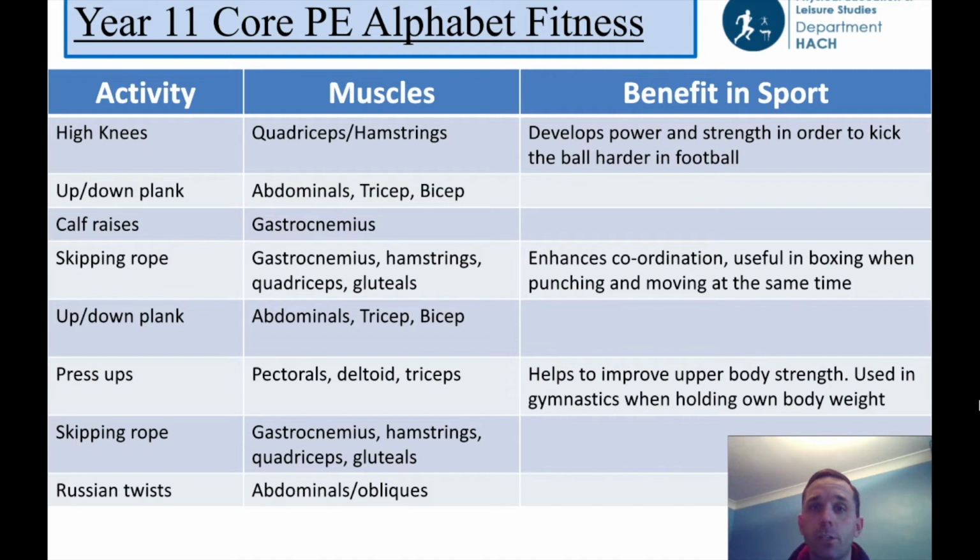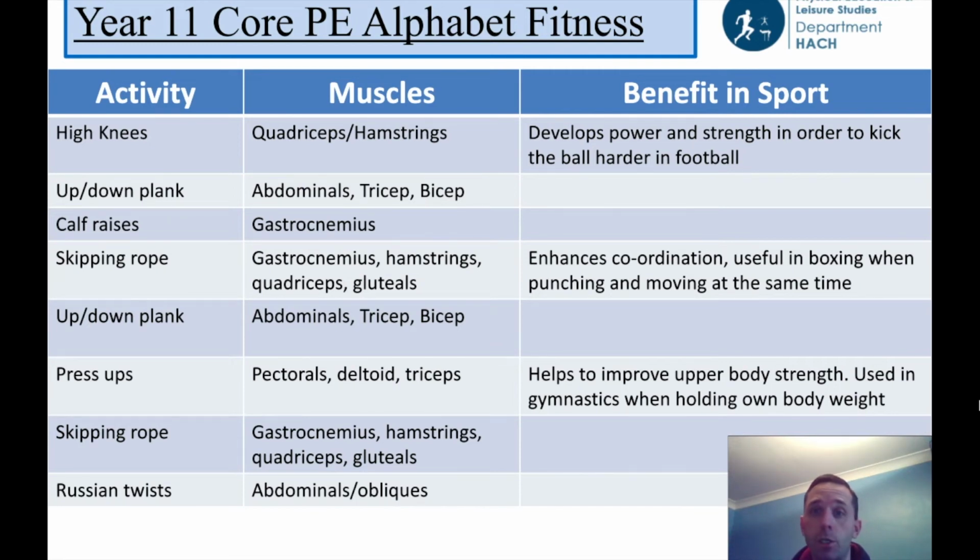If I've got stronger quadriceps and hamstrings, it means it's going to give me more power and more strength in order to kick the ball harder. Therefore, a goalkeeper is probably less likely to save it. And then I've also got an example there of when I'm doing skipping. Skipping is good for a variety of muscle groups, which I've highlighted. It's really good for coordination. So that's when you're using 2 or more body parts at the same time.